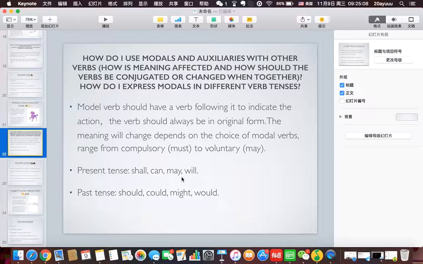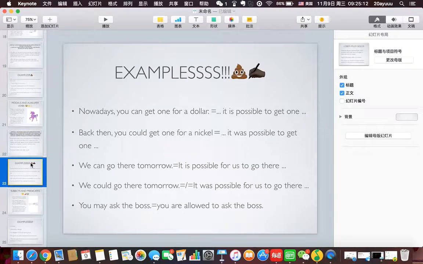Present tense: shall, can, may, will. Past tense: should, could, might, would. Examples: notice you can get one for $1. It is possible to get one. Look at this. These are another 4 examples of this.